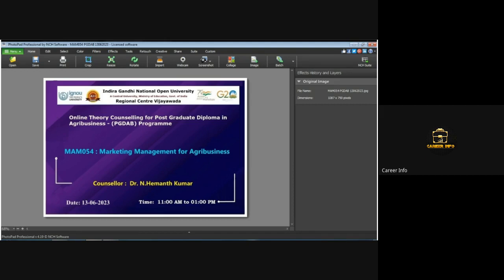And the next one is the demographic environment. Demographic environment is nothing but, as we have mentioned earlier, demographic in a broad sense means the study of people.